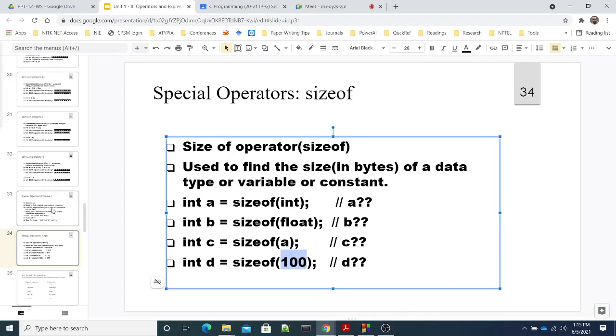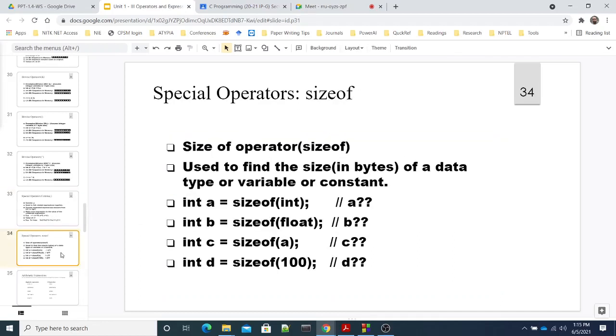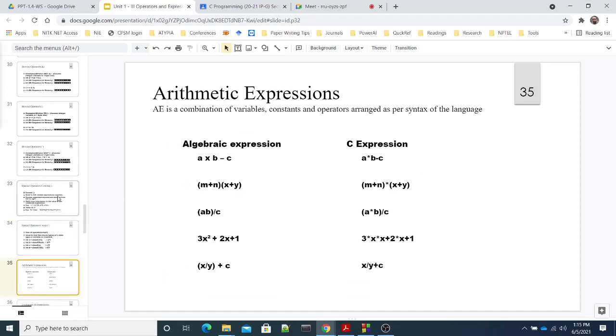So two special operators are the comma operator and the sizeof operator. With that we are done with operators. Arithmetic operators, relational operators, logical AND and logical OR operators, conditional operator, assignment operator, shifting operators, bitwise operators, special operators. We have studied all these operators so far. Now we will move on to another topic called arithmetic expression. Not very new. We have used arithmetic expressions in our programs many times.